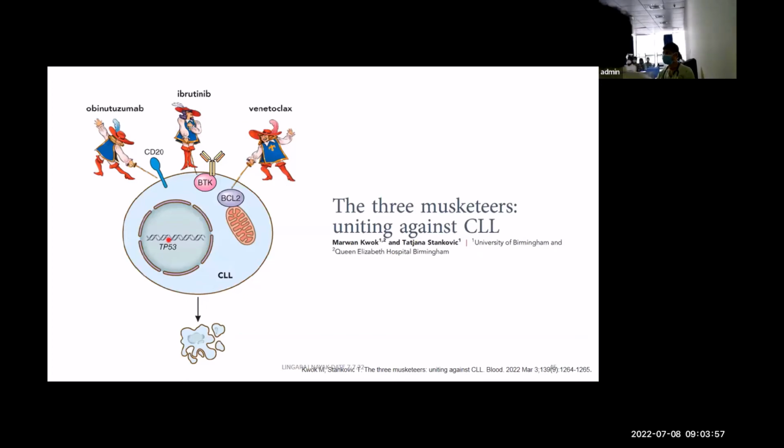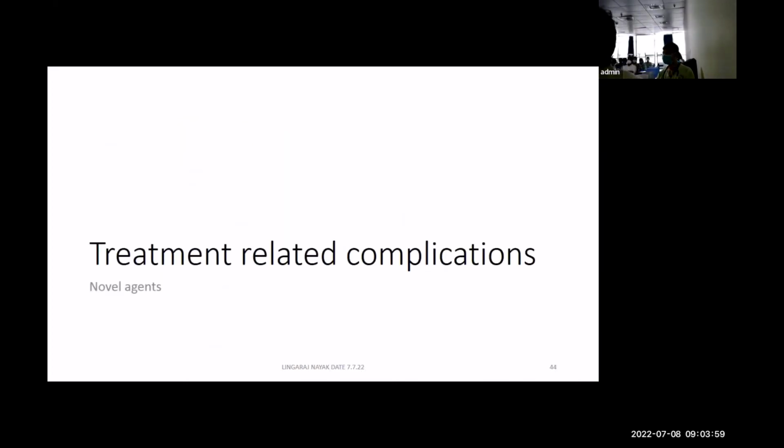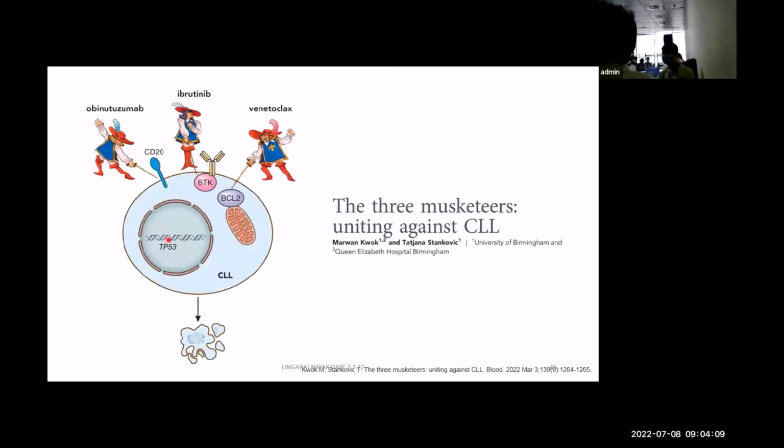Now, coming to the novel agents. I discussed the disease-related complications, and now I'm switching to treatment-related complications, right? In the last 3 to 4 years, as I said, there are 3 novel therapies that have come into the CLL field, where we previously had only chemotherapy. Now it is ibrutinib, venetoclax, and obinutuzumab, the typical 3 musketeers, and this is the new phase 2 data combining all three, and probably the combination of all three is better. We will discuss that when we discuss the treatment.